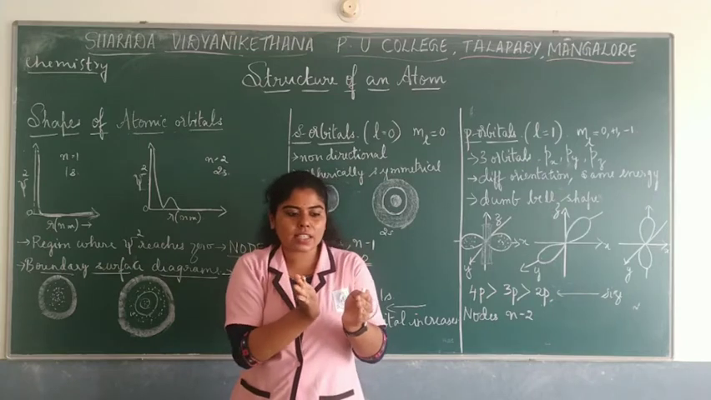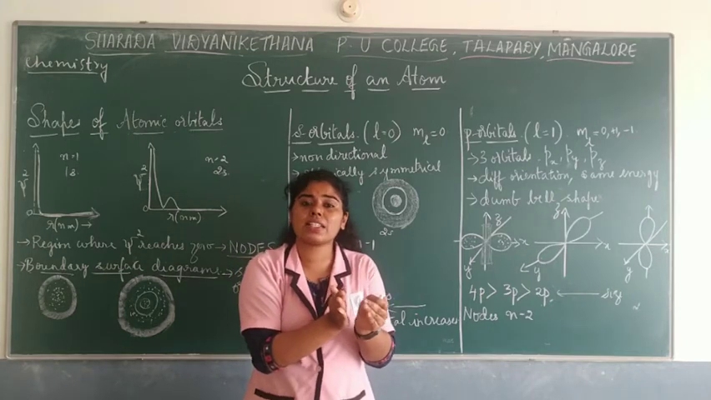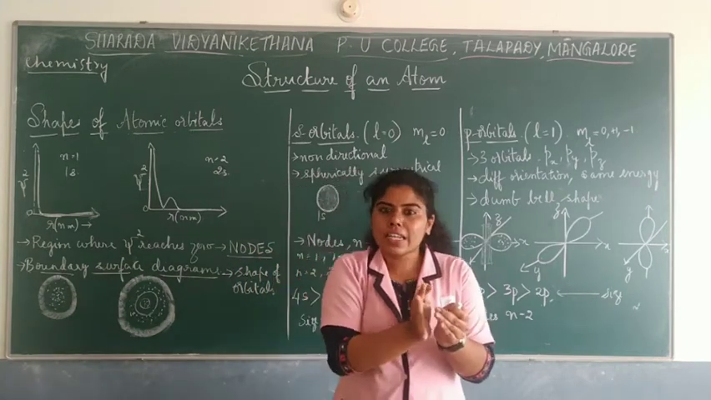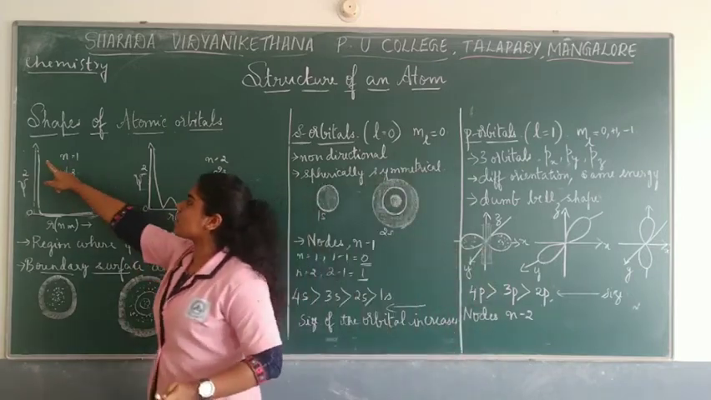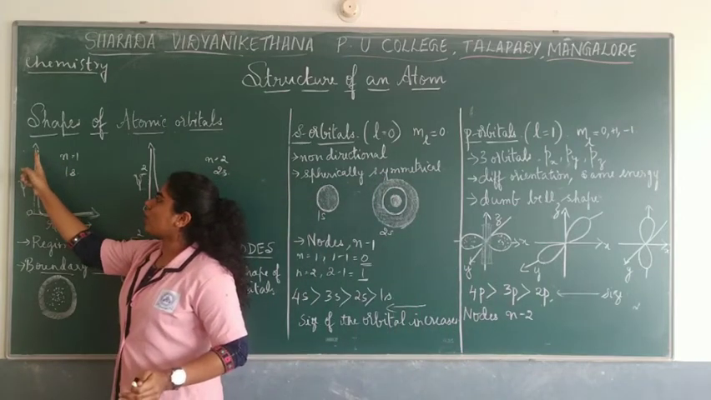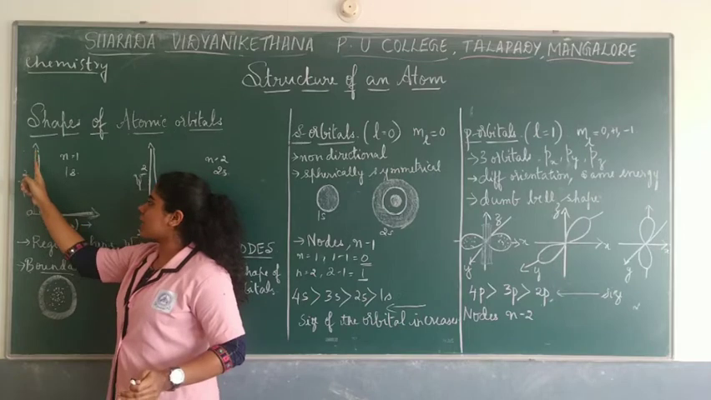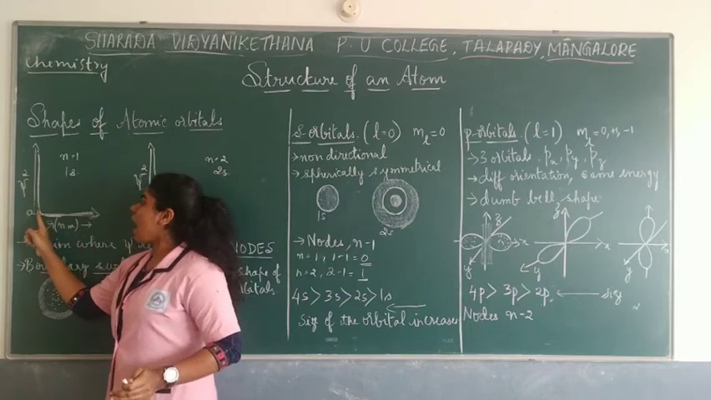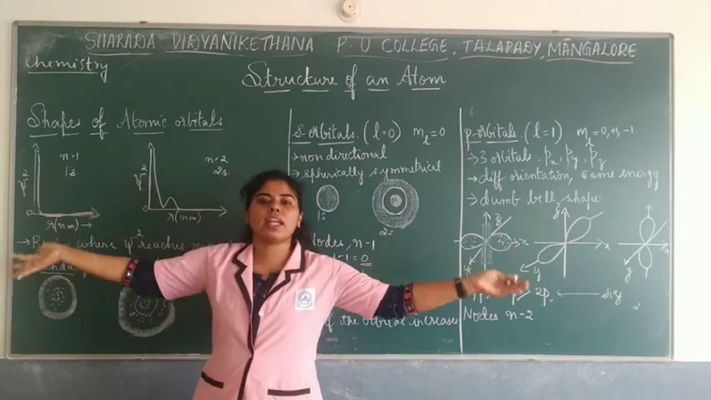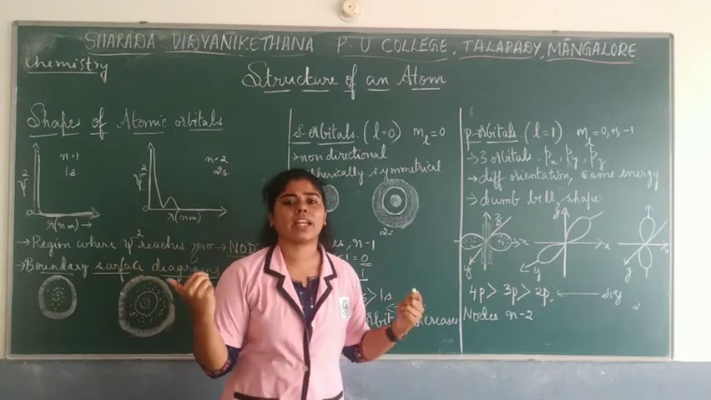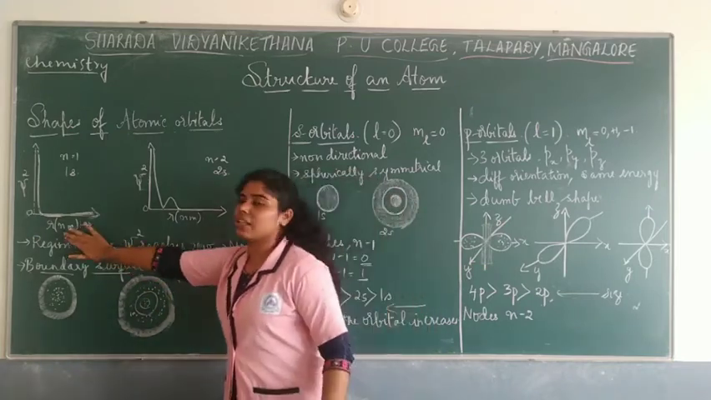Okay, so 1s is actually close to the nucleus, and hence we can find the electron near the nucleus. That's why there is maximum probability of finding an electron near the nucleus, and hence it is maximum here. And then when the radius keeps on increasing, there is no probability of finding an electron. So that is what this graph denotes.